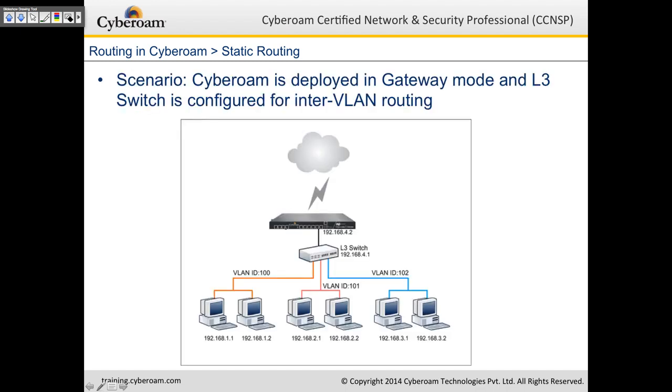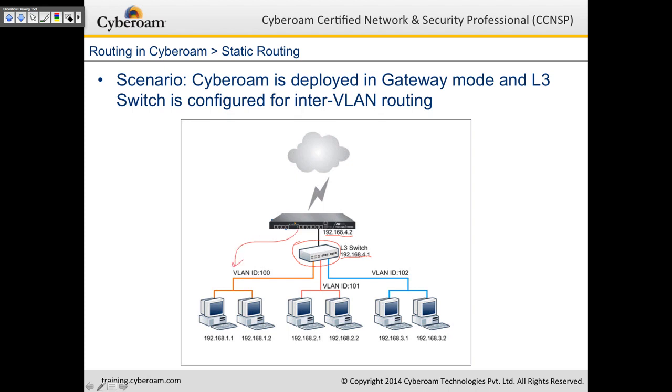A very good example of static routing is in this slide. I've got a Cyberoam here with an IP address of 192.168.4.2, and I've got an L3 switch with different VLANs: VLAN 100, VLAN 101, and VLAN 102. But this is a bit of a different scenario. The L3 switch is doing inter-VLAN routing, and the L3 switch IP address is 192.168.4.1.